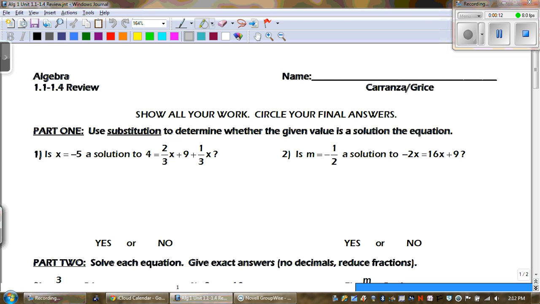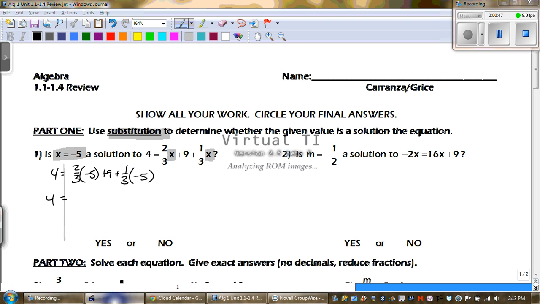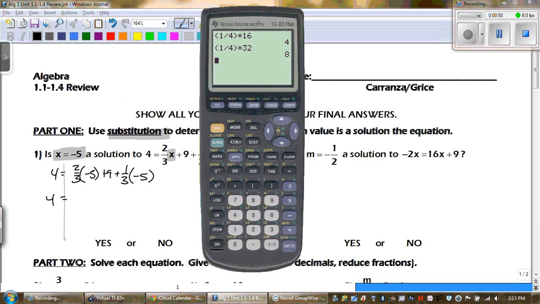Part 1. Use substitution to determine whether the given value is a solution to the equation. So what they want to know is, is x equals -5 a solution? What we're going to do is plug in -5 everywhere we see an x. So we have 4 equals 2/3 times (-5 plus 9) plus 1/3 times -5. Now, we already know that the left side equals 4. To figure out the right side, what I would do is just plug it all into a calculator.